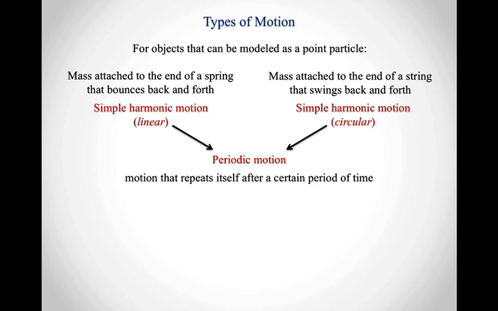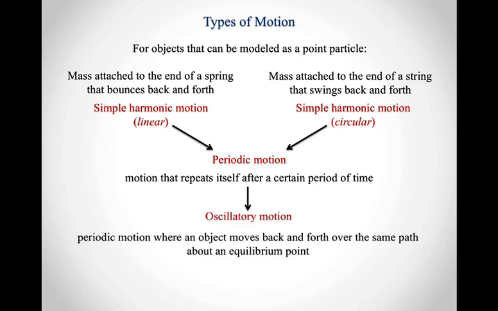Simple harmonic motion happens to be a special case of what's known as periodic motion. So periodic motion is a motion that repeats itself after a certain period of time. Simple harmonic motion is one of the types of periodic motion that happens to be an oscillatory motion. So it's a periodic motion where your object moves back and forth over the same path about an equilibrium point.